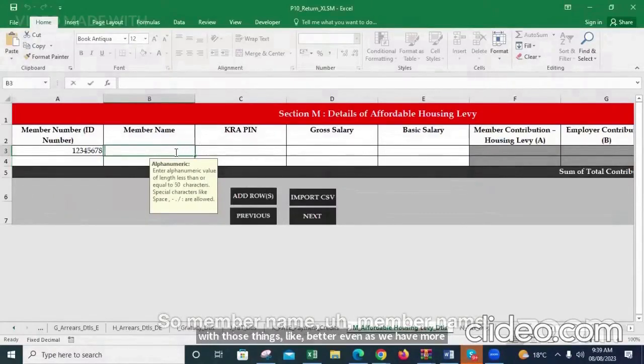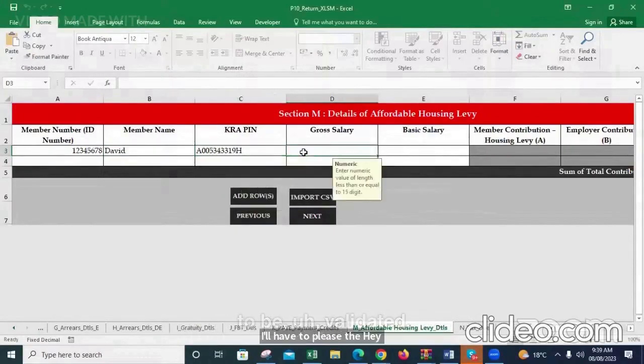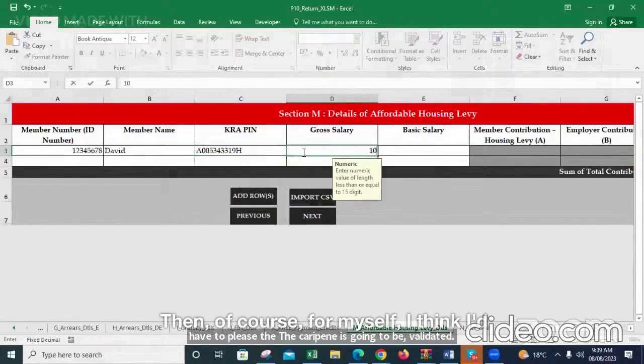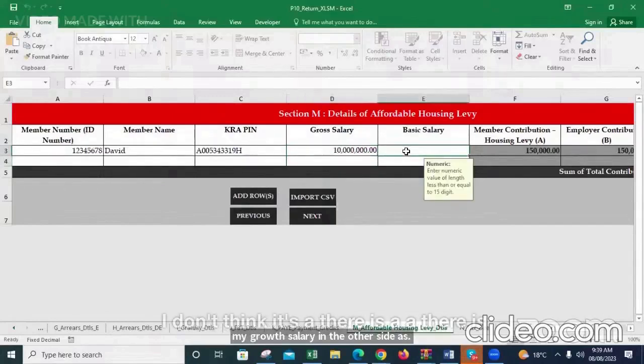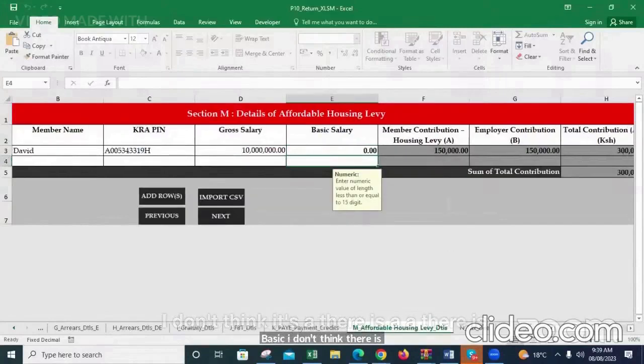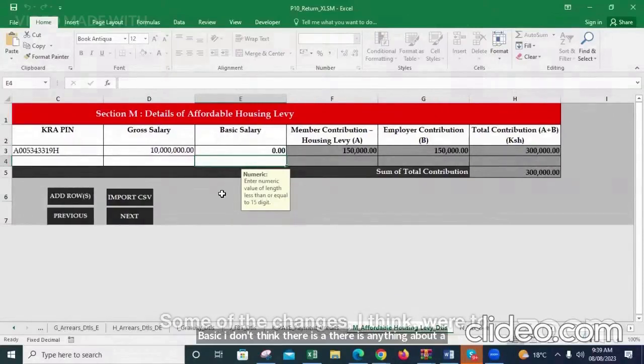So member name, maybe that is it. Then the KRA pin, which is going to be validated. Then, of course, for myself, I'd already captured my gross salary on the other side as a basic. I believe for you guys, the basic salary is grayed out. I'm not sure why my return is still making it open. Some of the changes were to make the basic salary grayed out.